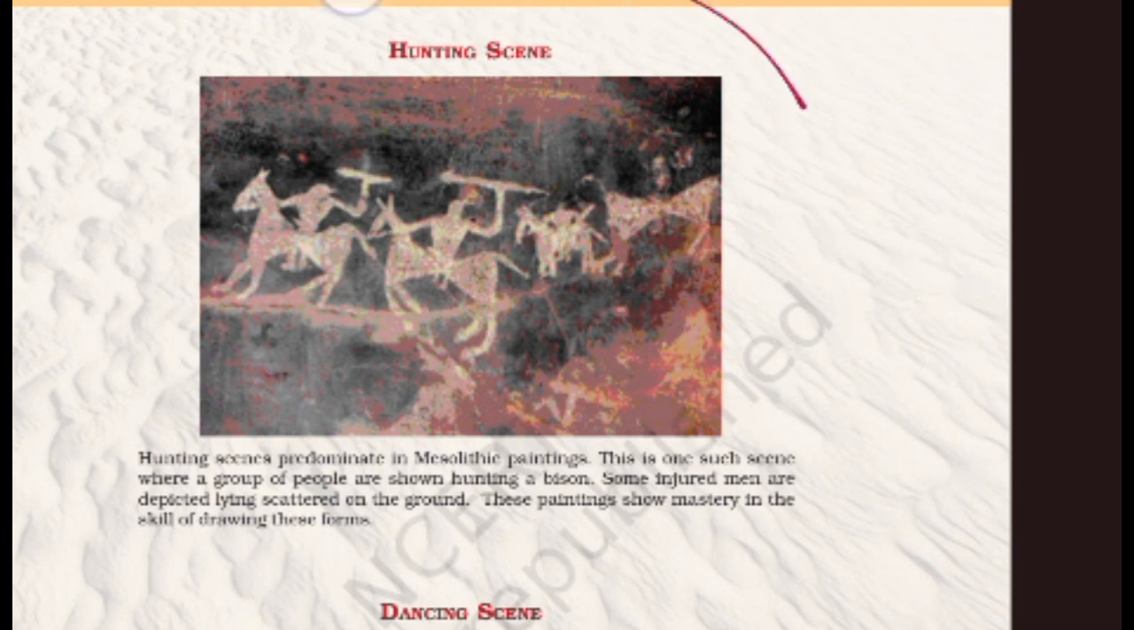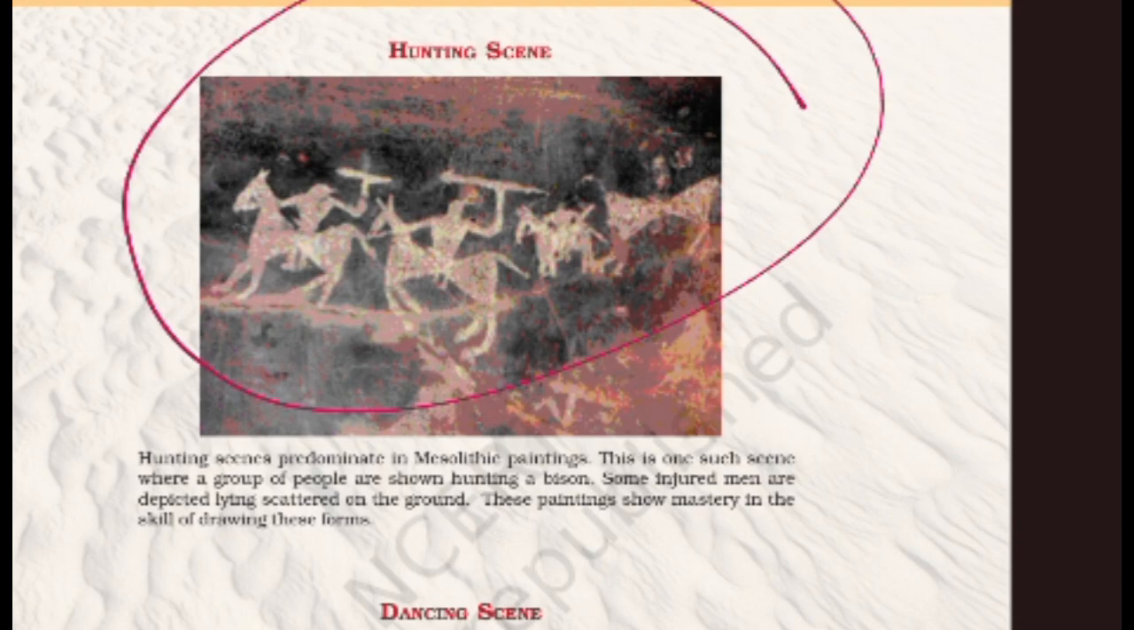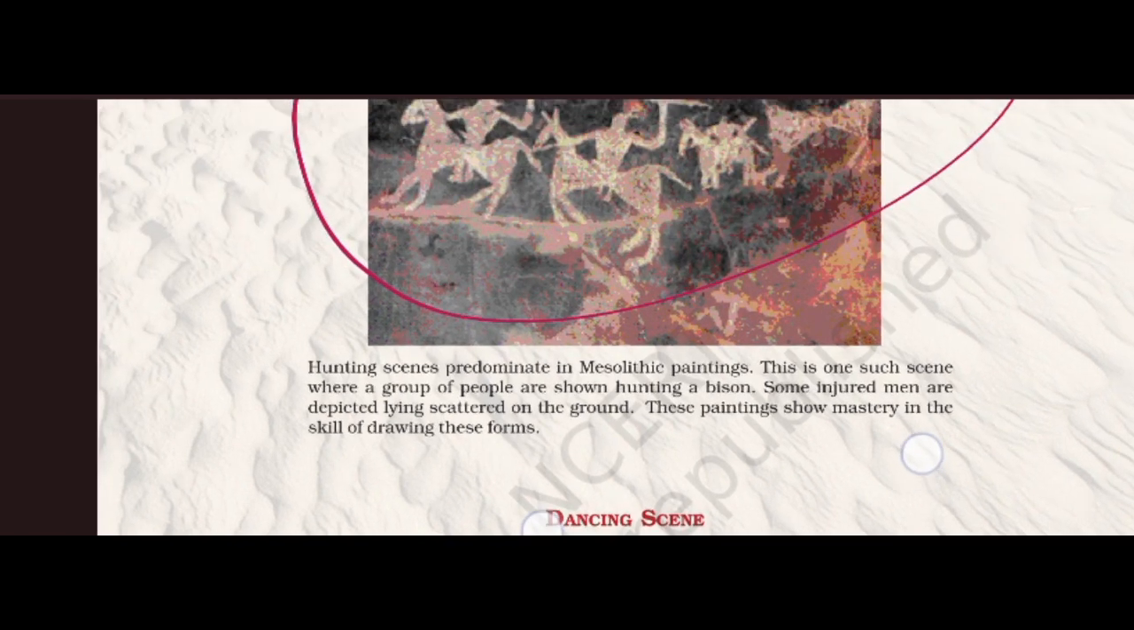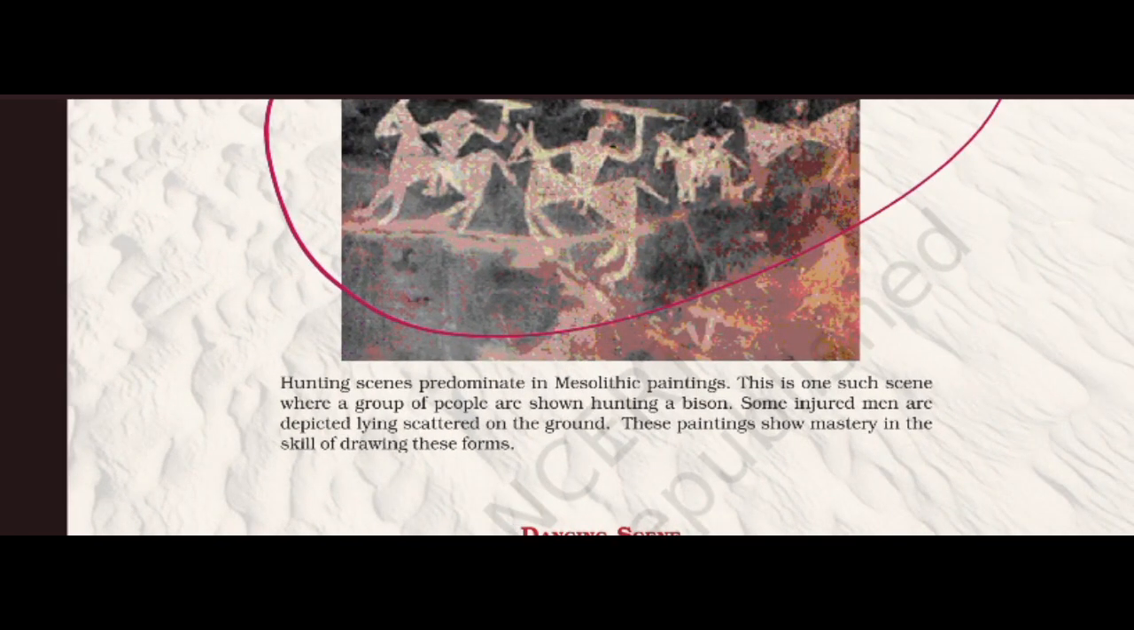So you can see this is a picture of a hunting scene. Hunting scenes predominate in Mesolithic painting. This is one such scene where a group of people are shown hunting a bison. Some injured men are depicted lying scattered on the ground. These paintings show mastery in the skill of drawing these forms.